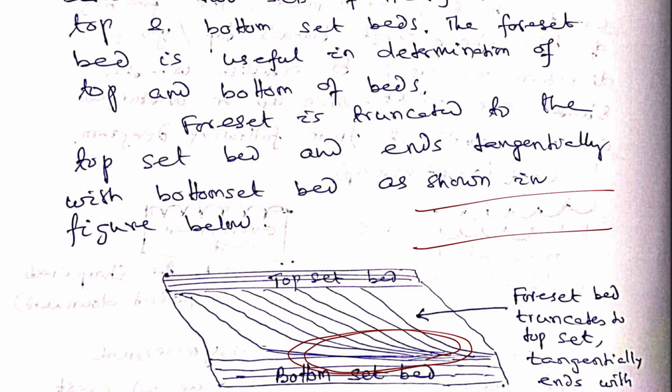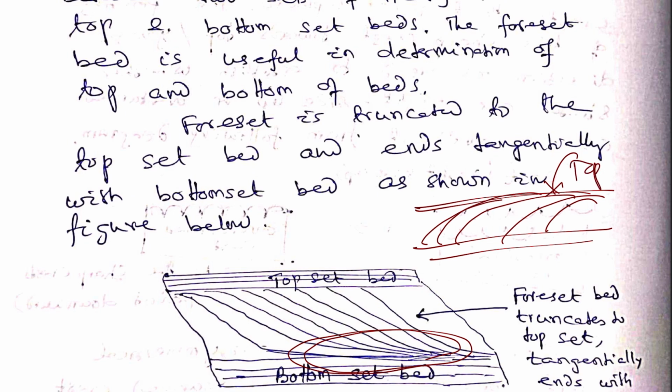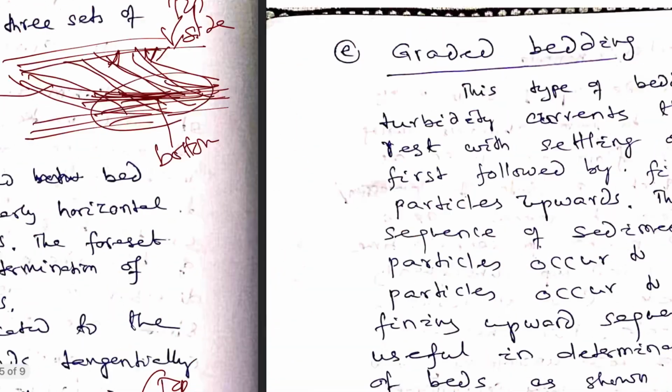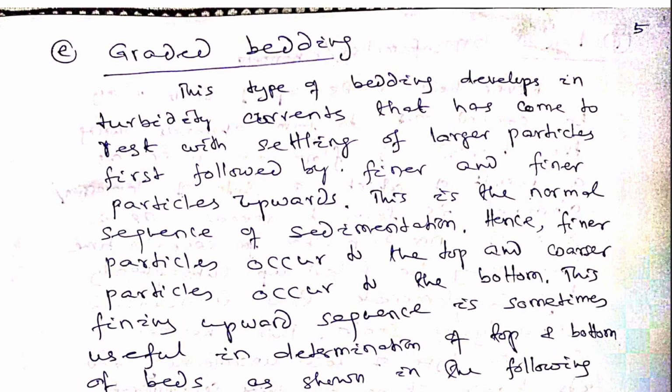If we see it in this manner, so this should have been the bottom side, but it is now occurring on the top. So here it has been overturned. So in this way, the cross-bedding is useful to determine top and bottom of beds.